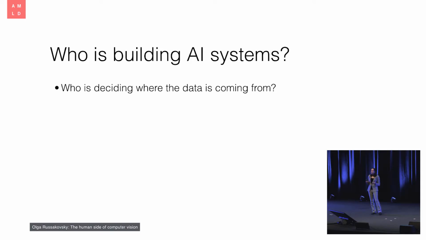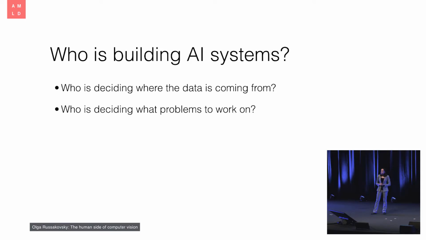Similarly, who is even deciding what problems to work on? So who decides that here are the important things to tackle? Maybe it's education, maybe it's medicine. Chances are, a lot of us, when we say we're working on a particular problem, there's a personal story behind it. There's a reason why we chose to work on this problem.